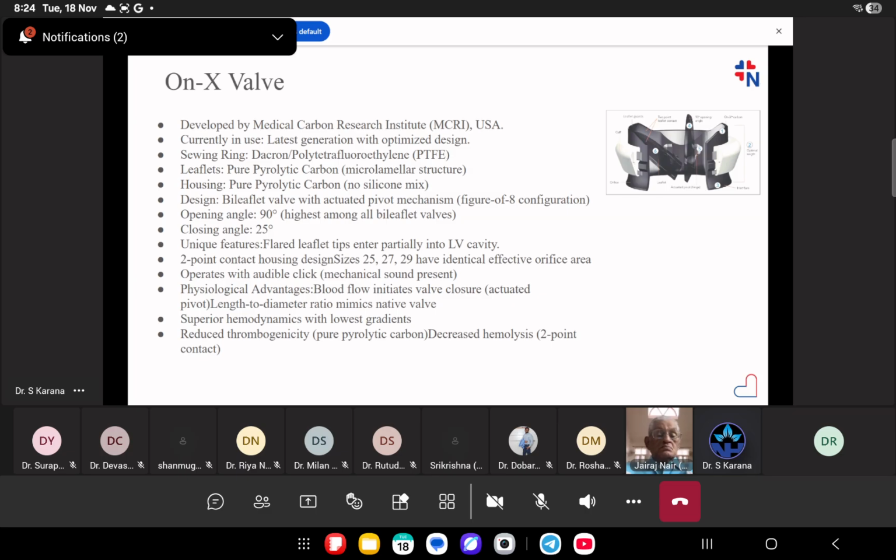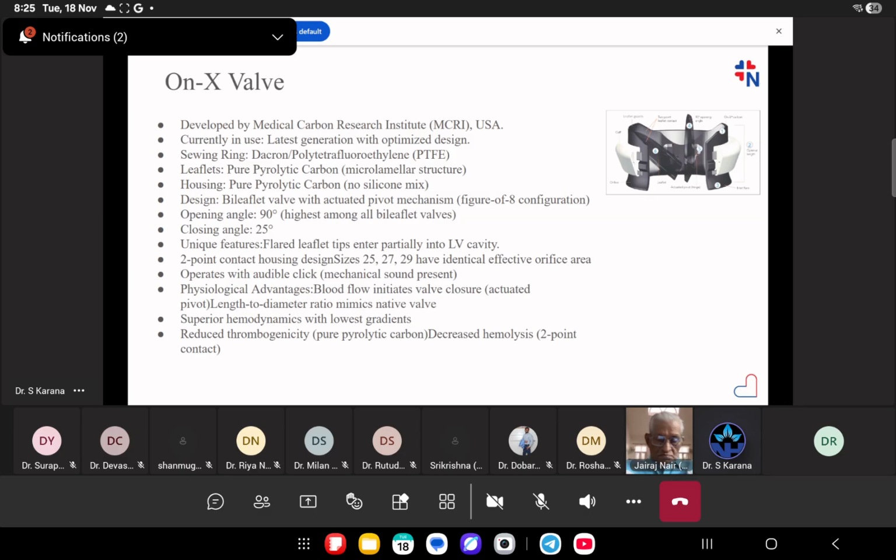The design is a bileaflet valve with actuated pivot mechanism. The opening angle is 90 degrees, which is the highest among all the bileaflet valves. The closing angle is 25 degrees. The importance of the opening angle and the closing angle: the wider the opening angle, the smoother the outflow dynamics. The lesser the closing angle, the lesser the platelet aggregation and thrombogenicity.